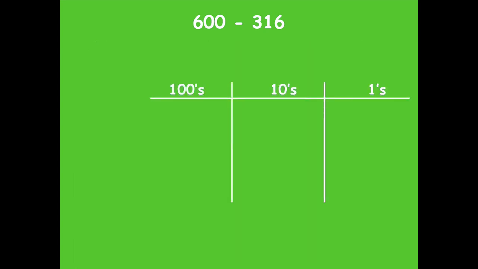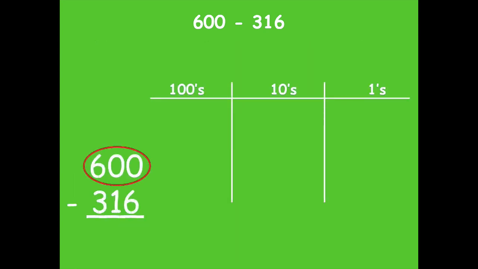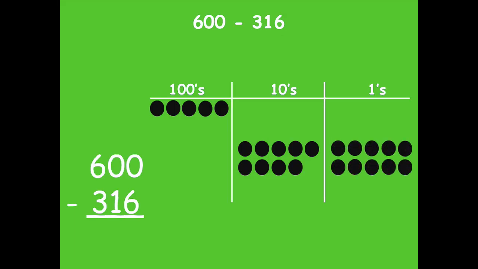All right, friends, so here we have our place value chart, our vertical form. Start by modeling your 600 first. We're going to take this and decompose it, remember? And we're going to turn it into 9 tens and 10 ones. 9 tens plus 10 ones brings us back to our 100 that we decomposed. So let's model that over here. So now we're left with 5 hundreds, 9 tens, and 10 ones. Now we can subtract pretty easily.